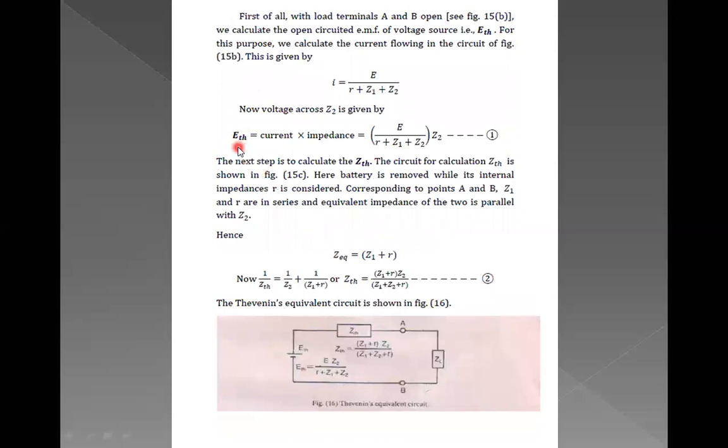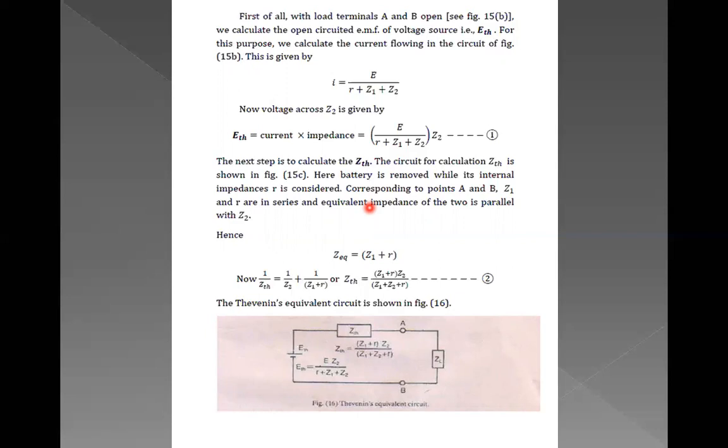So ETH will be equal to current into impedance. And what is the current? From here, the current was E by R plus Z1 plus Z2, into Z2. This is how we could find the value of ETH, or the equivalent voltage source. As it is Thevenin's equivalent, it is labeled as ETH.